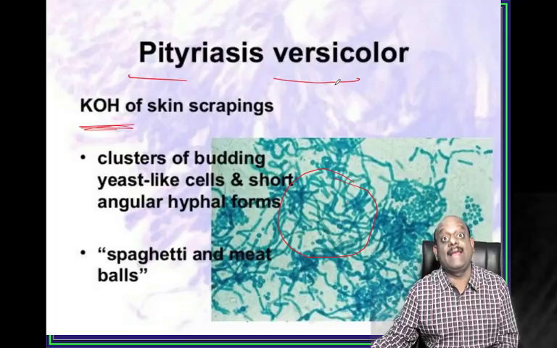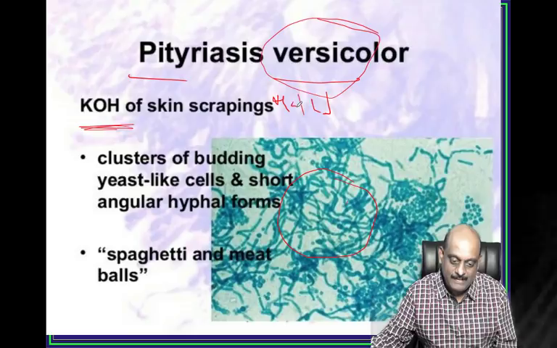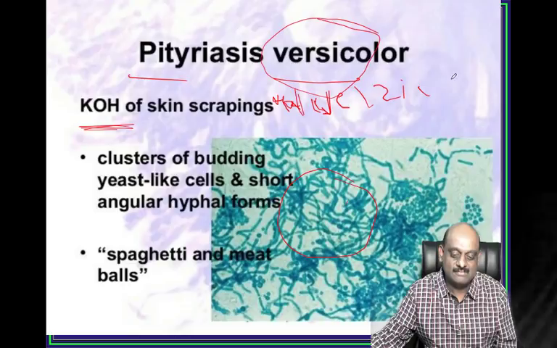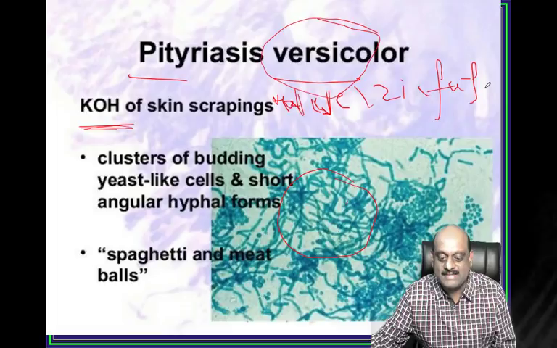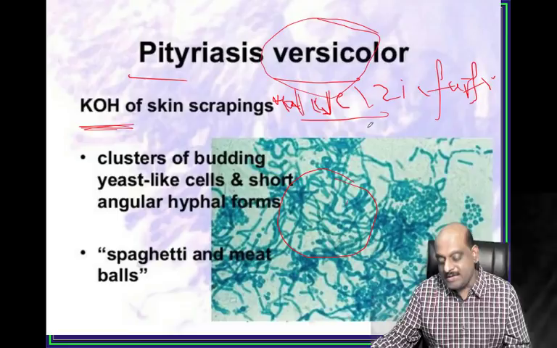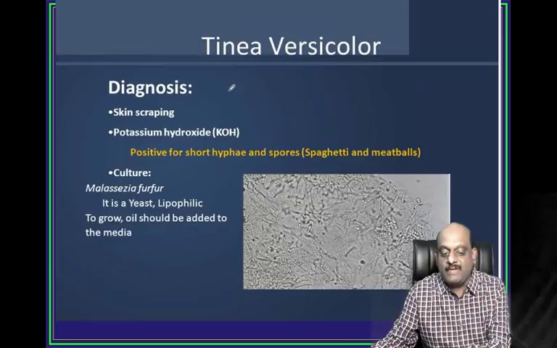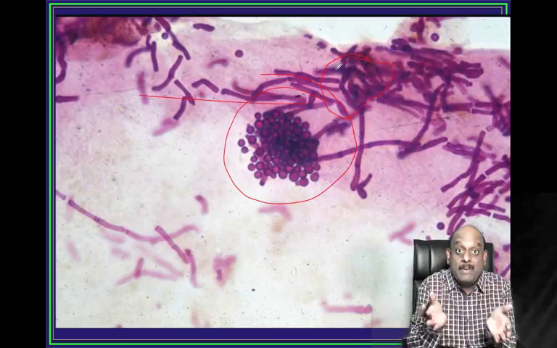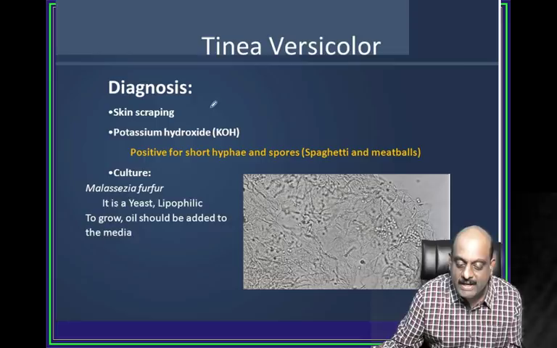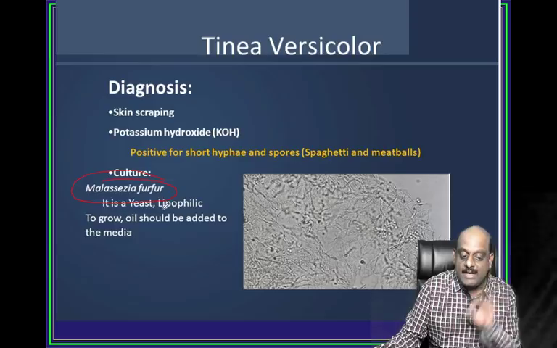What is it caused by? Malassezia furfur. Malassezia furfur. Malum hai na? Iska naam bhi Malassezia furfur, right? Pityriasis versicolor. So this is the typical appearance which is called spaghetti meatball. Spaghetti meatball appearance on your plate in an Italian restaurant. Right, doc? Now, tinea versicolor typically is caused by Malassezia furfur. It is a lipophilic yeast, is what you should remember.